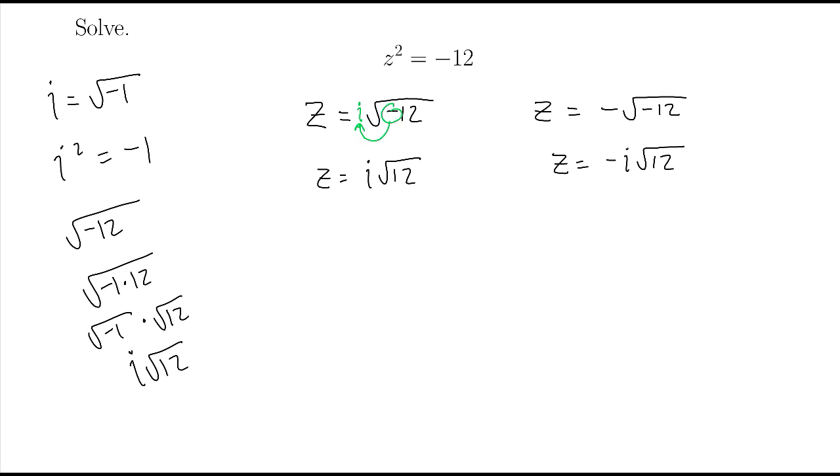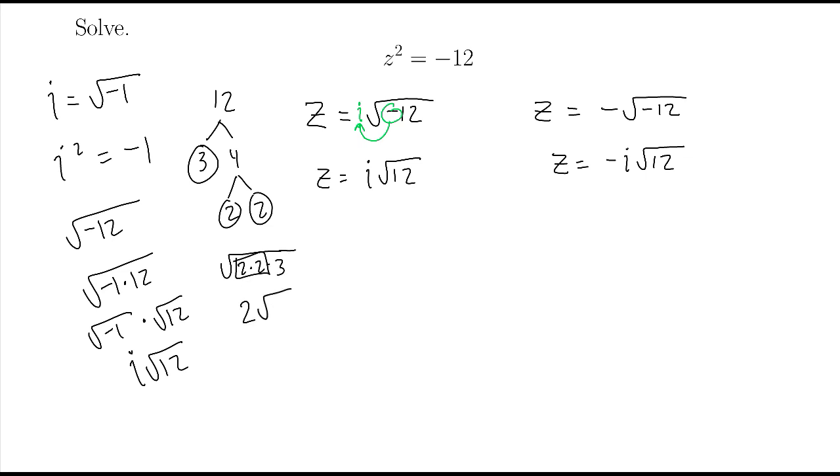Okay, now 12. We can break down 12, right? We can figure out what 12 equals. 12 is 3 times 4. 4 is 2 times 2. So 12 is the same thing as 2 times 2 times 3. Okay, well, we have a pair of 2s, so that's going to come out of the square root, leaving me with 2 square root of 3. So instead of having i square root of 12, we'll go ahead and say that our answer is 2 times i, the square root of 12.